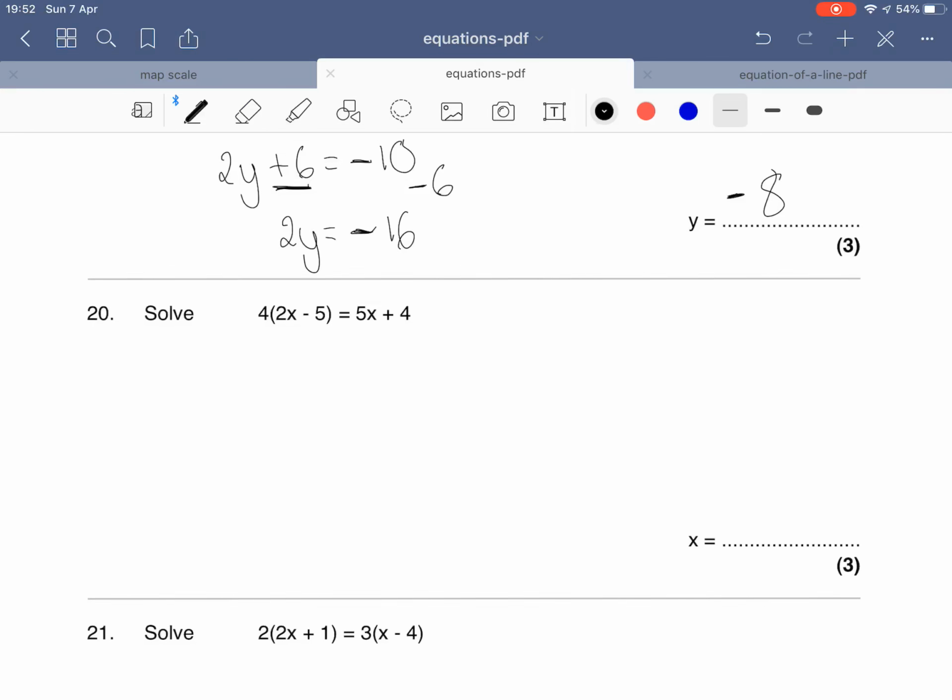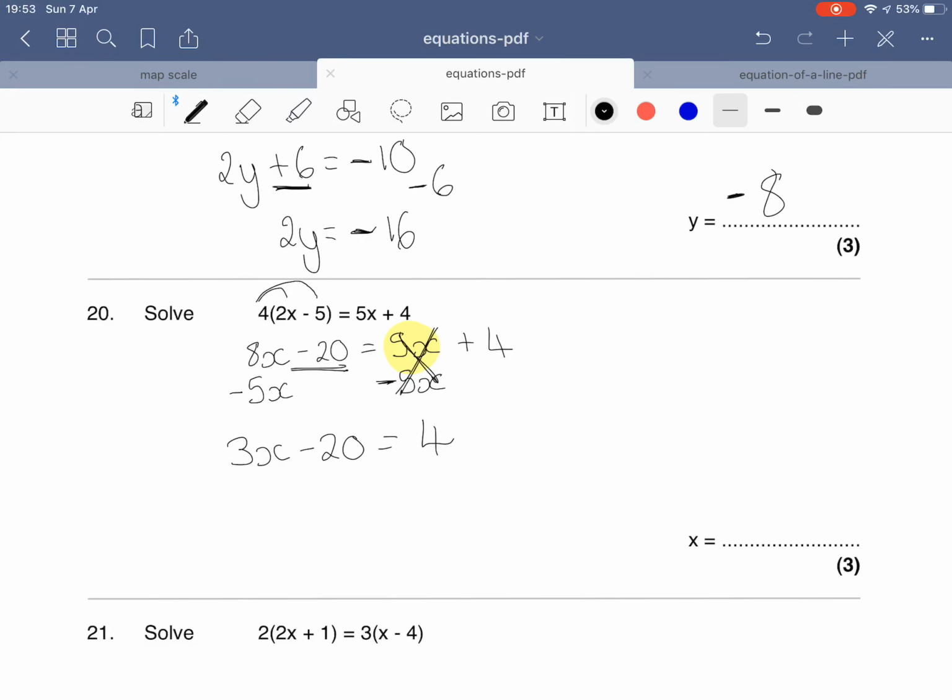Okay, again with this one we're going to need to expand our bracket because this can't be divided by 4. So we've got the 4 times the 2x gives me 8x. 4 times the minus 5 gives me minus 20, and this side just stays the same. So again, pick your smallest x and get rid of it, so subtract it. So I'm going to do minus 5x to cancel that out, and I'm going to take away 5x from the 8x, which leaves me with 3x. This minus 20 stays there, and they've cancelled each other out, so 5 take away 5 is nothing.